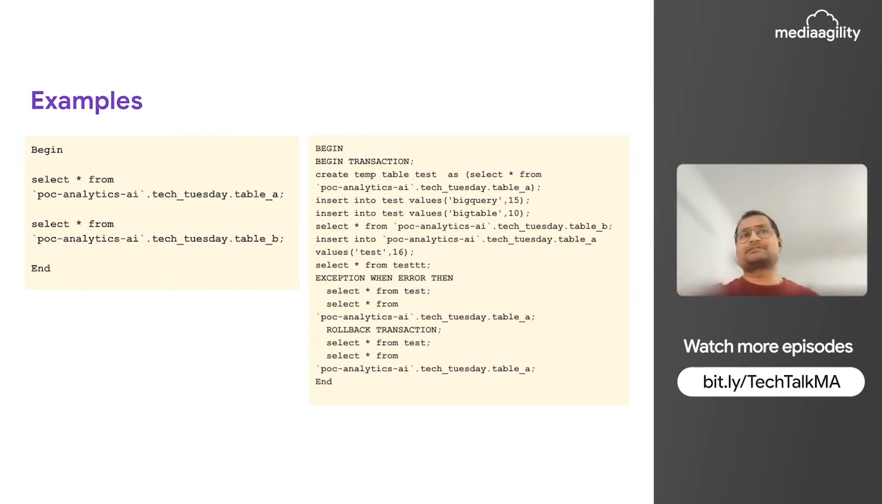So let's say I go with this. We started the transaction here, then we are creating a temp table. So this is what I was talking about, the temp table. I created a temp table with this select, and then I will insert, let's say, 2 values in that temp table. Then I'm just selecting another table B. I'm inserting in table A, and then I'm calling this select test TTT. This is a temp table because it does not have a dataset or project name associated.